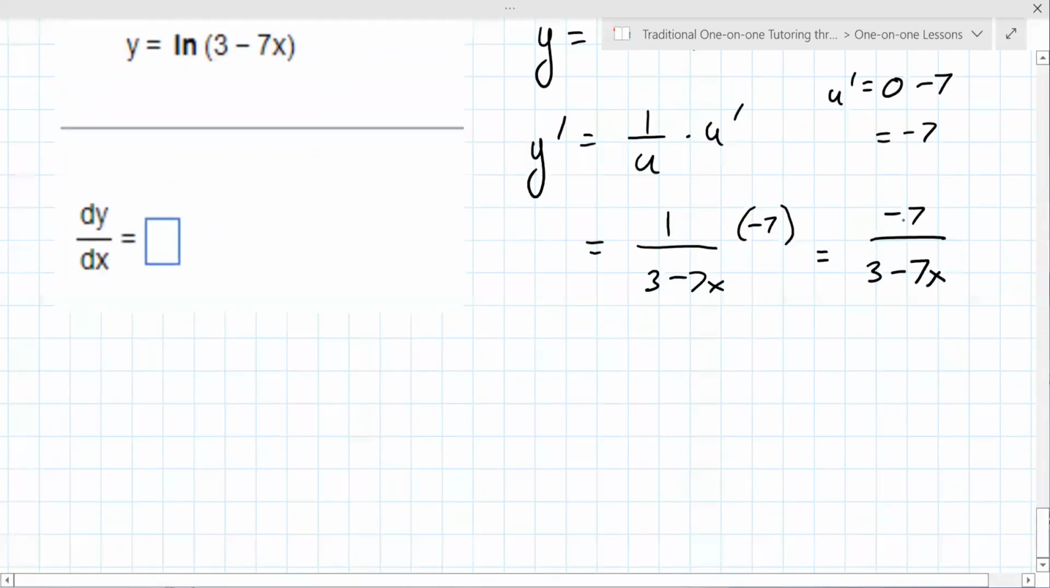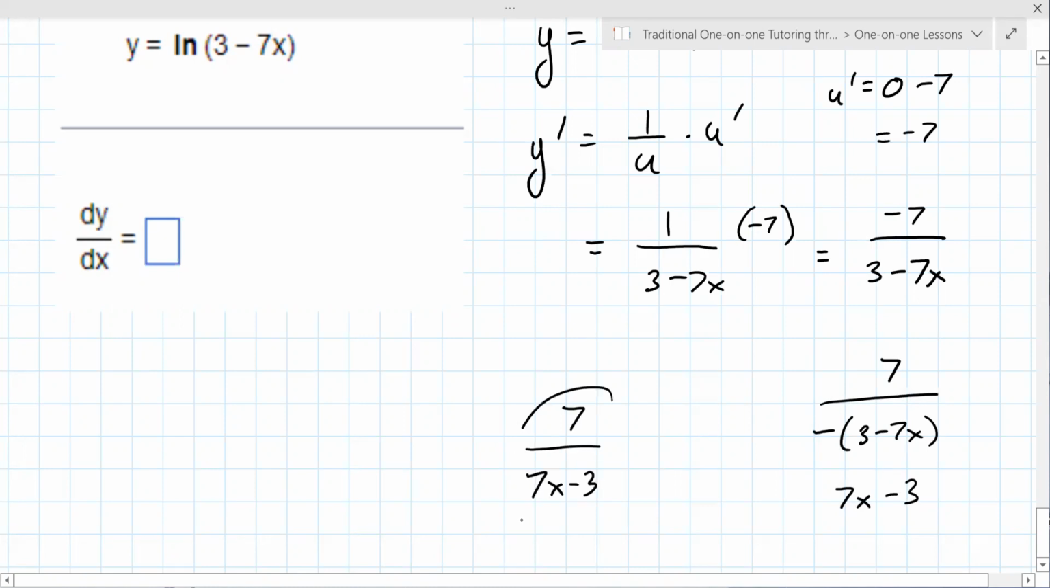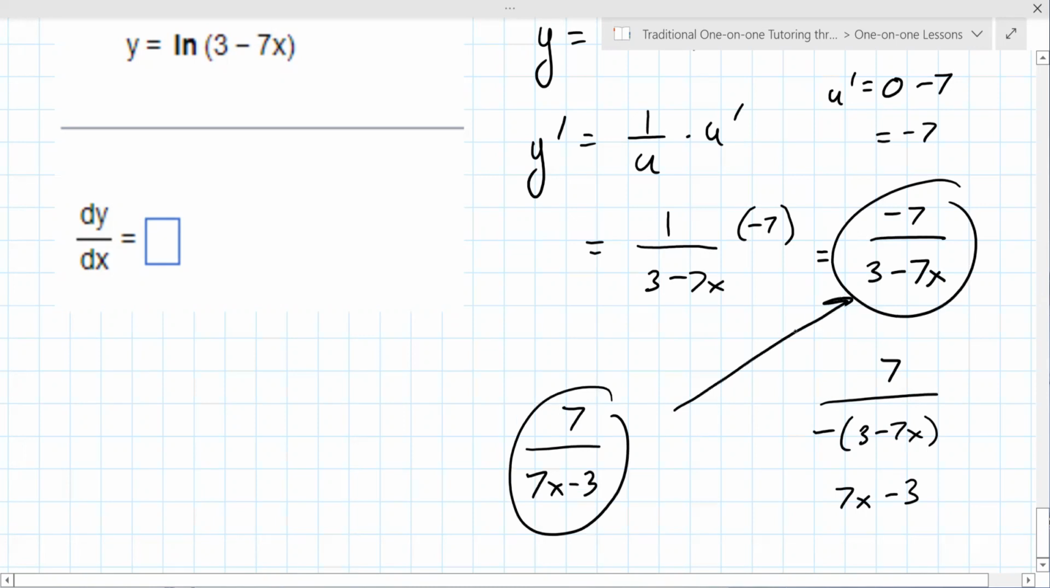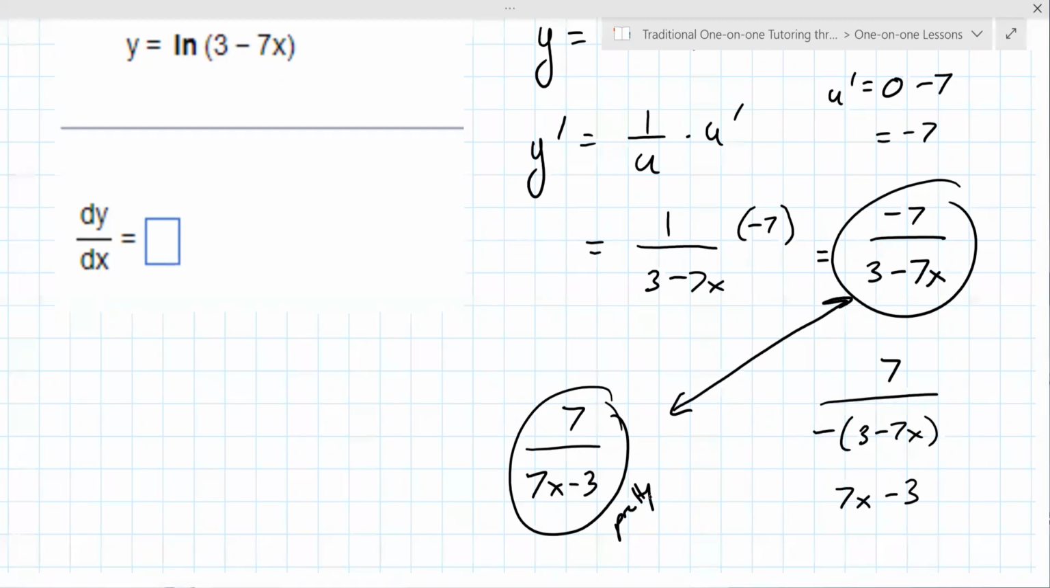Now, if this were a multiple choice test, they might actually move this negative down to the bottom. And you might say, why would they do that? Because when it distributes in, you get positive 7x minus 3 on the bottom. These are exactly the same, but the one on the left is considered math pretty, whereas the one on the right is math ugly, we'll say. That's just a small little thing.